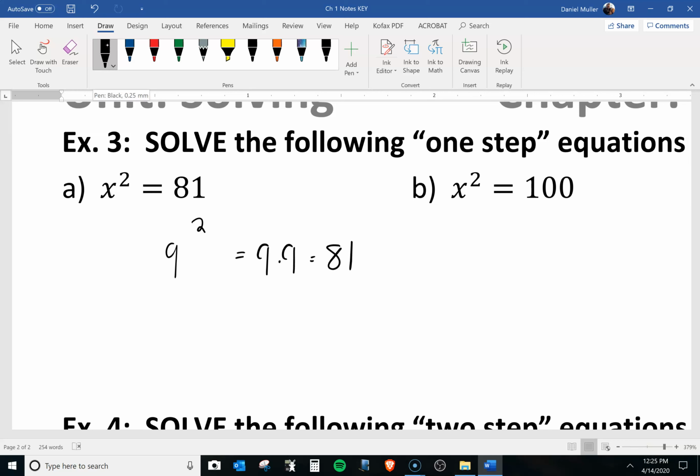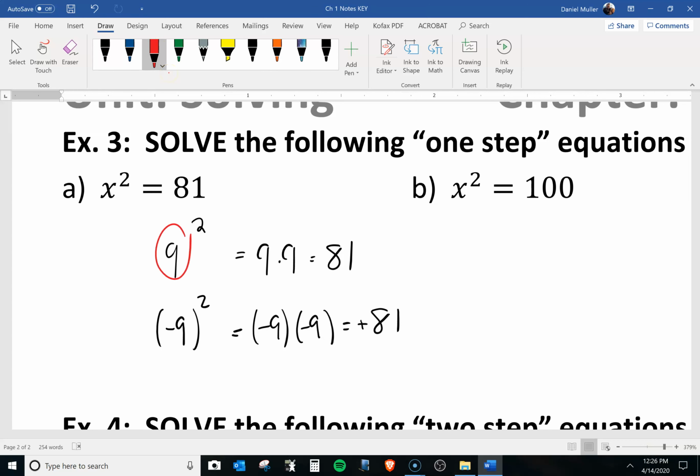Now there's another option. You've got negative 9 squared. Remember, when you square something, that means times it by itself, which is why up here, 9 squared was 9 times itself, or 9 times 9. Here, it's negative 9 times itself, which is another negative 9. 9 times 9 is 81, and a negative times a negative is a positive. So there's actually two answers. You have an answer of 9, and you have an answer of negative 9. So we're going to need to make sure that we get two answers for these.